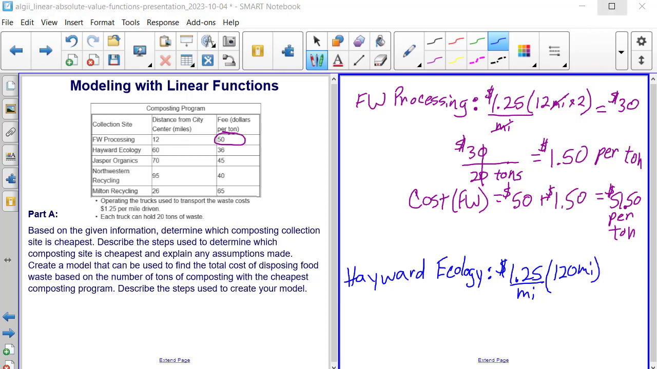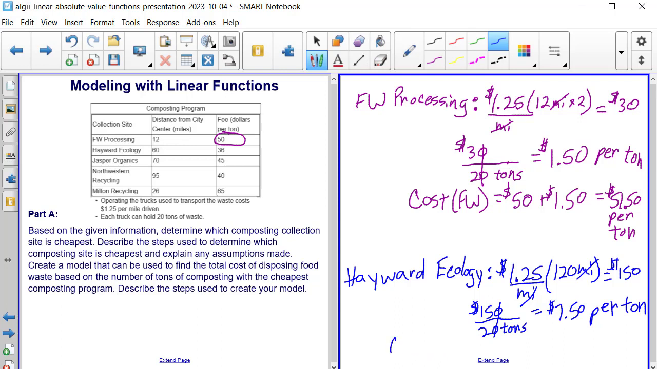And we can see that the miles again cancel out. And this will be $150. And then if we take the $150 and divide it by the 20 tons that each truck can hold, that will end up being $7.50 per ton.